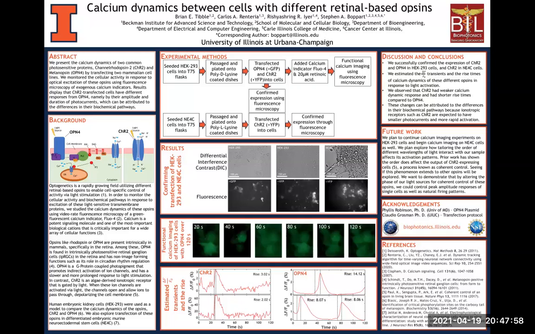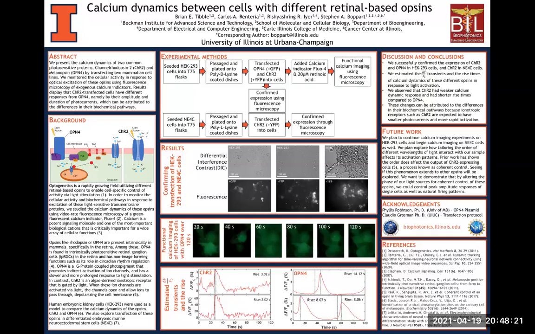For future work, we plan to continue calcium imaging experiments on HEK293 cells and begin calcium imaging on NE4C cells as well. We plan to explore how tailoring the order of different wavelengths of light interacting with our sample affects its activation patterns. Prior work has shown the order does affect the output of channelrhodopsin expressing cells, a process known as coherent control. Seeing if this phenomenon extends to other opsins will be explored.